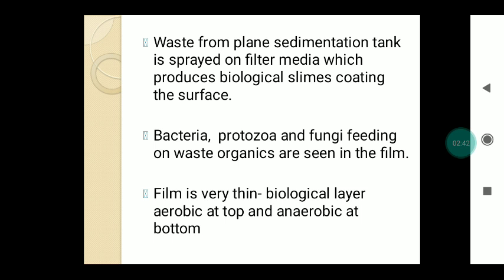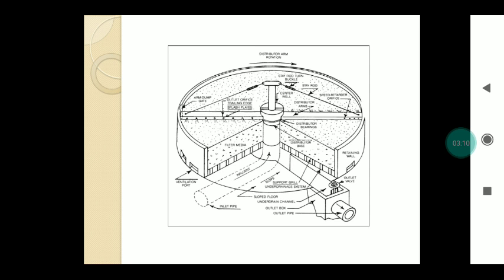This film is a very thin layer, in which the biological layer is aerobic at the top and anaerobic at the bottom. Decomposition occurs due to the availability of oxygen at the surface, at the top of the layer, so aerobic decomposition occurs there, and at the bottom of the layer anaerobic decomposition occurs. This depends upon the availability of oxygen. This is the diagram which shows the trickling filter.